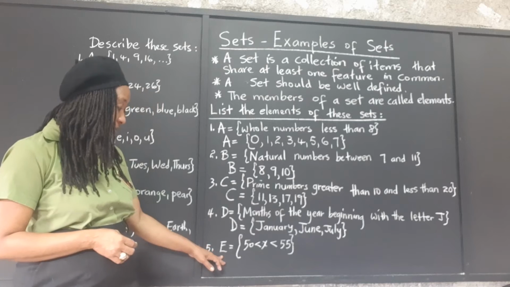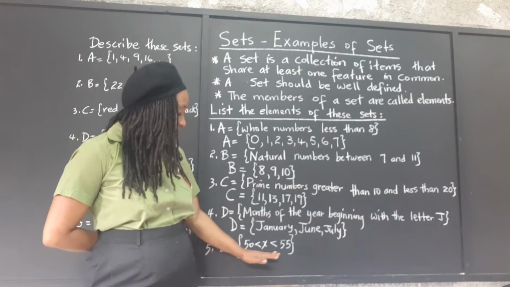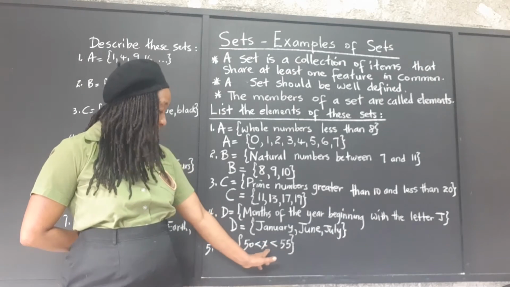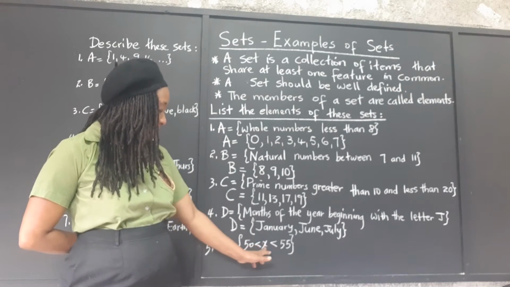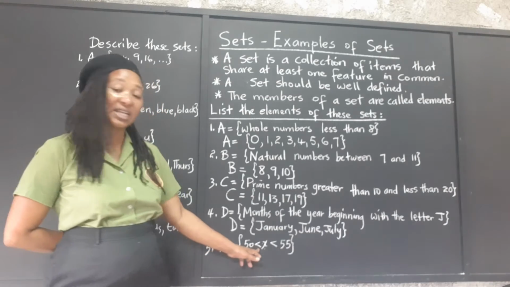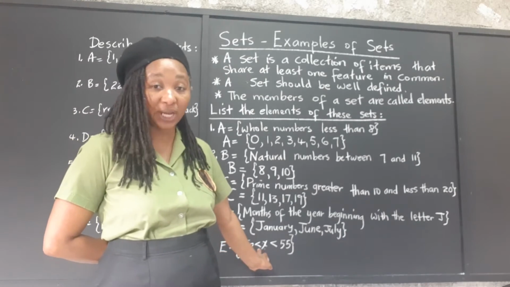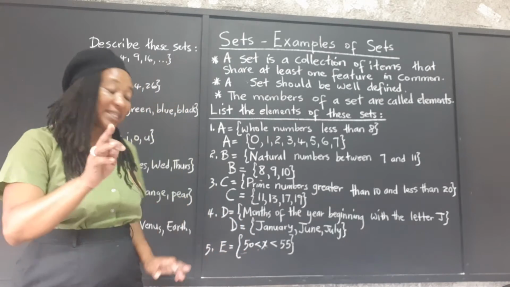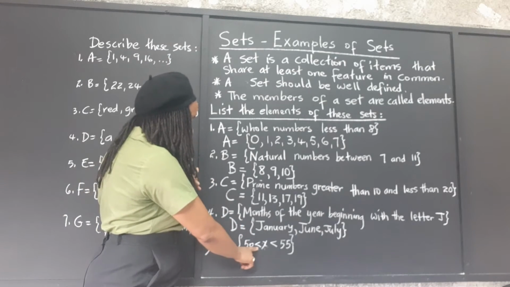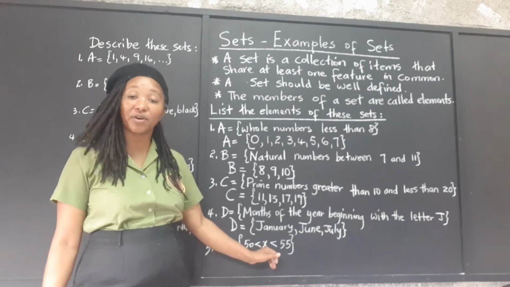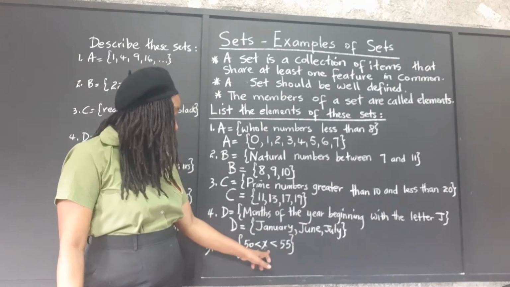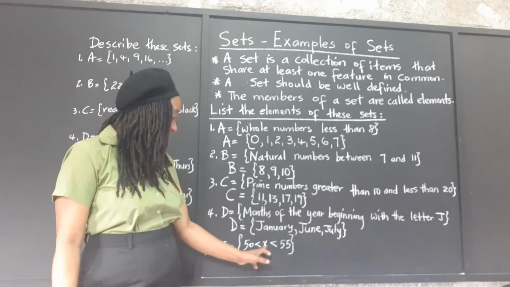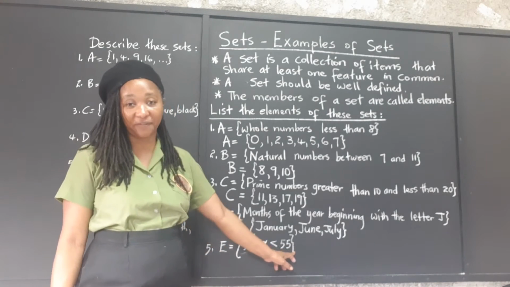Set E. Now when we're given the notation in this form, we read from the middle. We read from the middle to the left and the middle to the right. So we're going to read this less than sign as a greater than sign because we're reading from the X out. So this means, normally we would have said 50 is less than X, but because we're reading from the middle to the left, X is greater than 50 and X is less than 55.